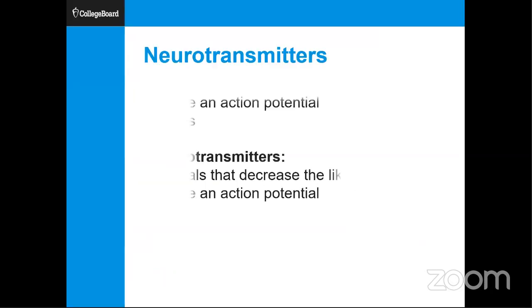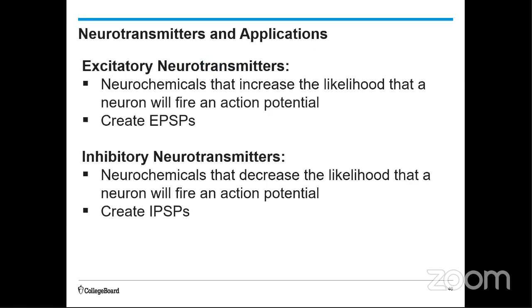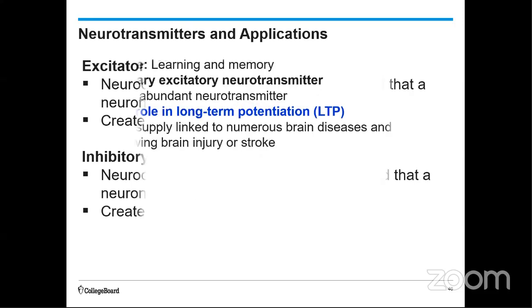Okay, neurotransmitters, broadly, you can look at them in terms of being excitatory. They increase the likelihood that a neuron's going to fire. They're going to create those excitatory postsynaptic signals. Or they could be inhibitory. They're going to decrease that likelihood. So let's take a look at some of the most important neurotransmitters, the ones that you're most likely to need to incorporate in your AP course.